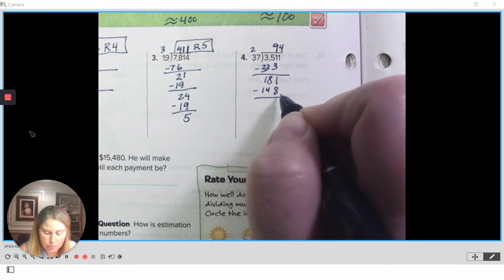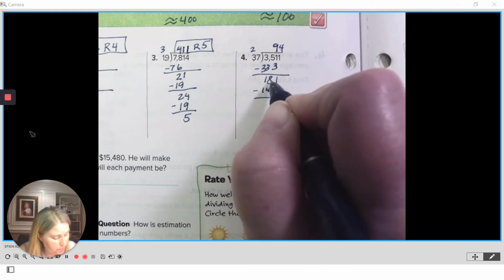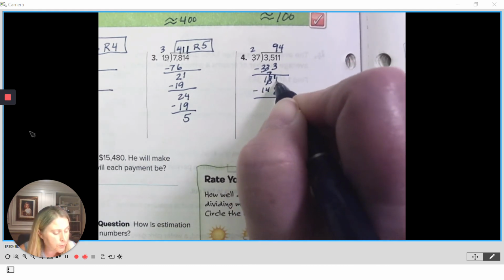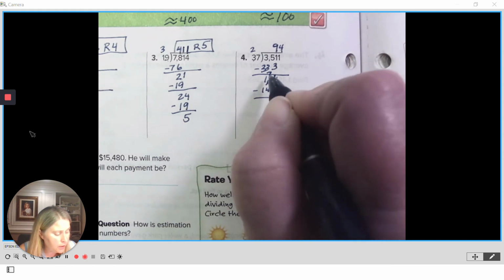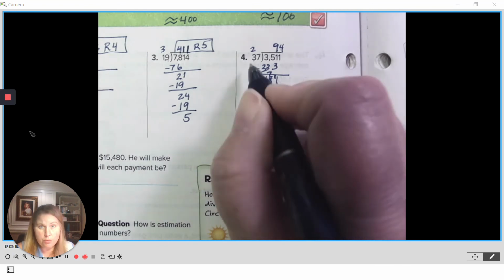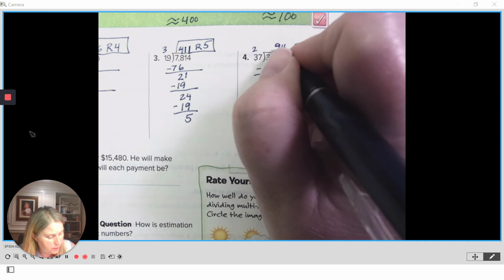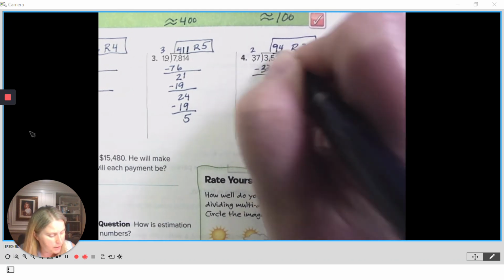4 times 3 is 12, plus the 2 we carried is 14. Okay, so we need to do some regrouping here. I can't do 1 minus 8, so I'm going to go over to the 8 and borrow. The 8 becomes a 7. This is 11. 11 minus 8 is 3. 7 minus 4 is 3. So we have remainder 33, and 33 is less than 73, so that is good. So 94, remainder 33.